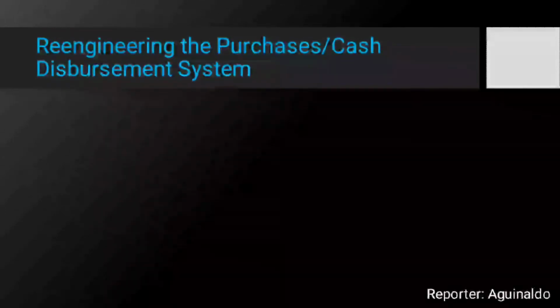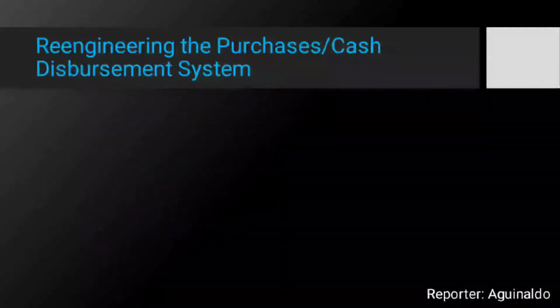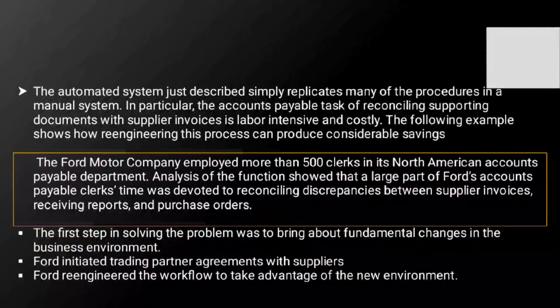The topic that I will discuss is about re-engineering the purchases and cash disbursement system. So, dito sa re-engineering, ginagamit yung technology para i-restructure mga business processes. Next, the automated system just described simply replicates many of the procedures in a manual system. In particular, the accounts payable task of reconciling supporting documents with supplier invoices is labor-intensive and costly. So, sinasabi nito na labor-intensive or matrabaho and costly yung pag-reconcile ng mga documents with supplier invoices.